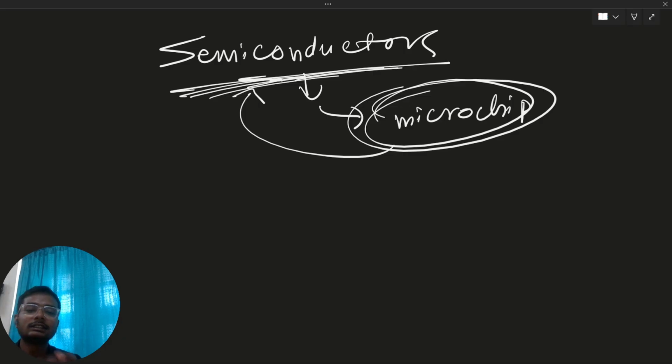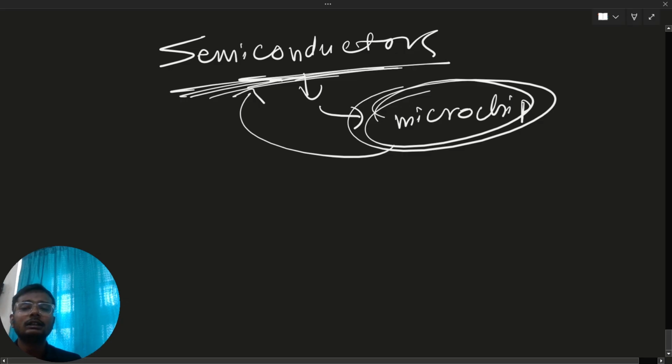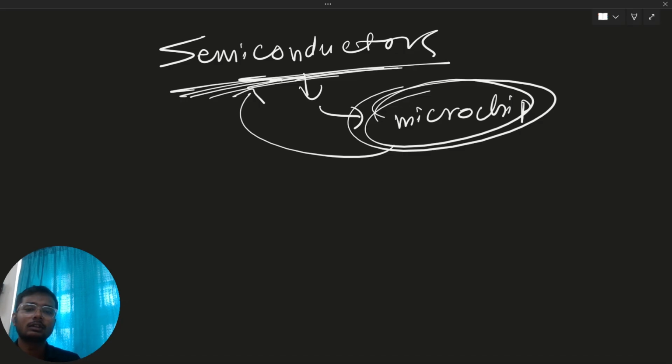So that is about the semiconductor. We need not know much about the semiconductor here. It is more than enough to understand the conductor and insulator. That part is cleared, I guess. With the example, everything is fine.